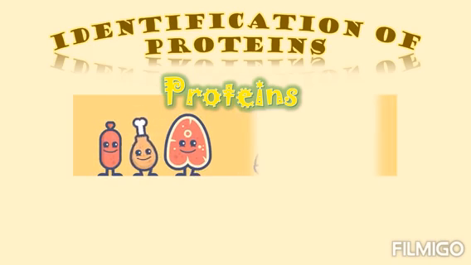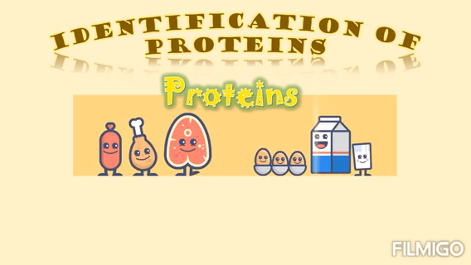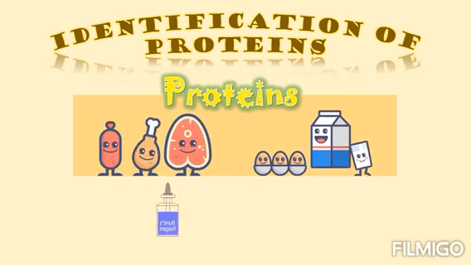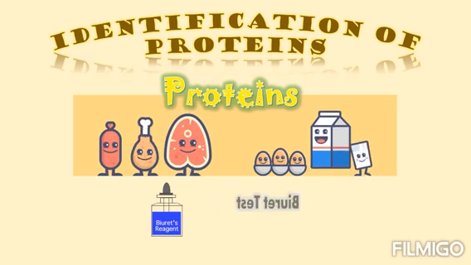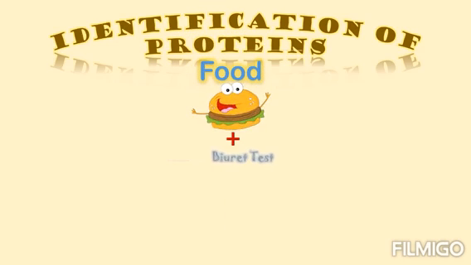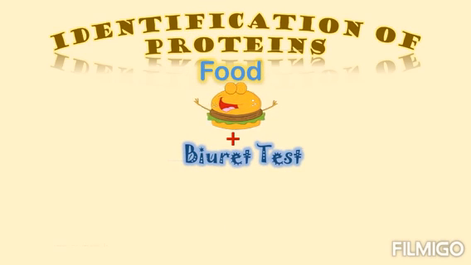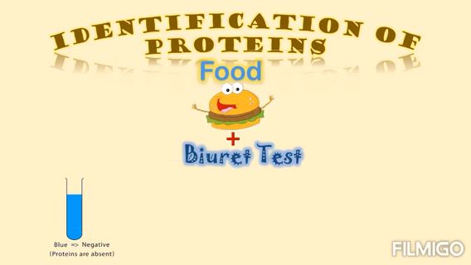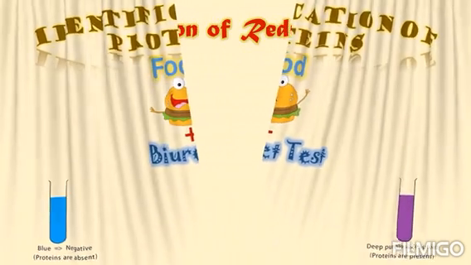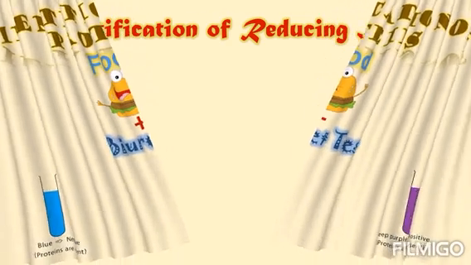Next, identification of proteins by making a test called the Biuret test. Proteins can be found in milk, chicken, meat, and eggs. We make, as we said, the Biuret test. This test must not have heat. If the result gives a blue color, it is negative, meaning absence of protein, while if it gives a violet color, we have proteins.